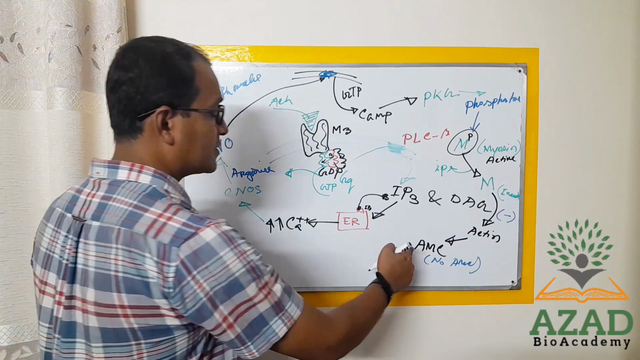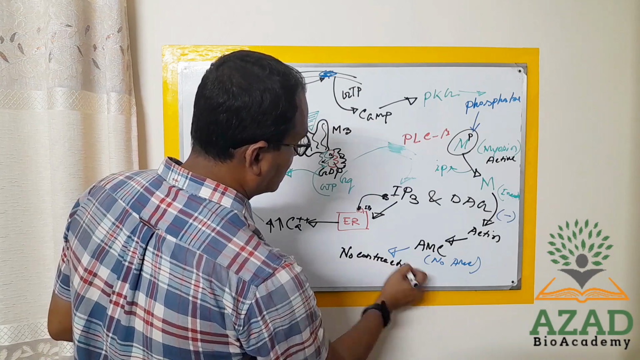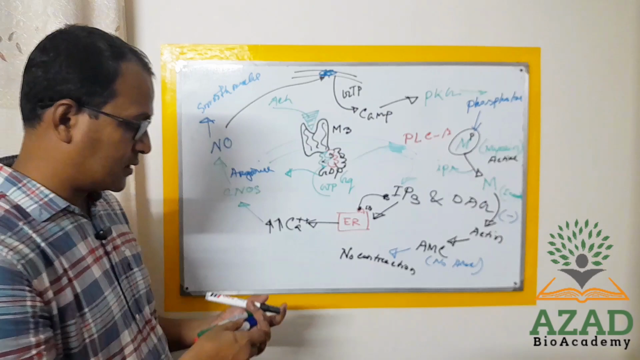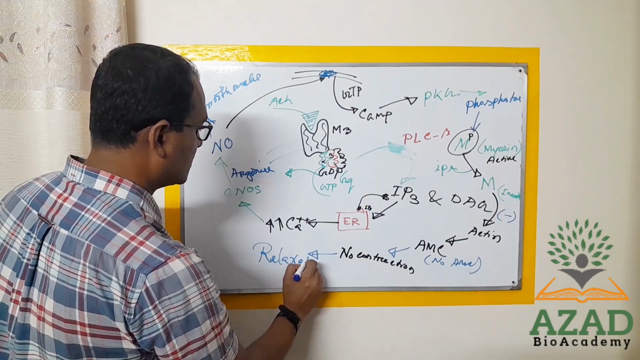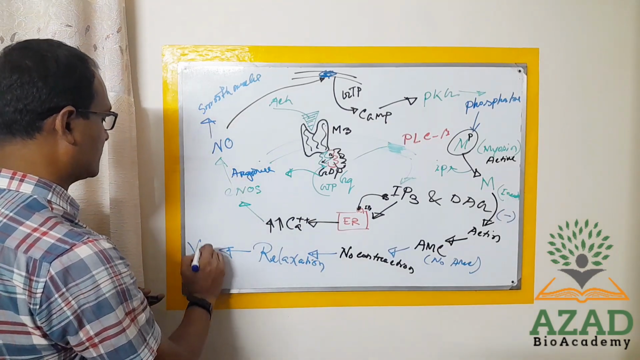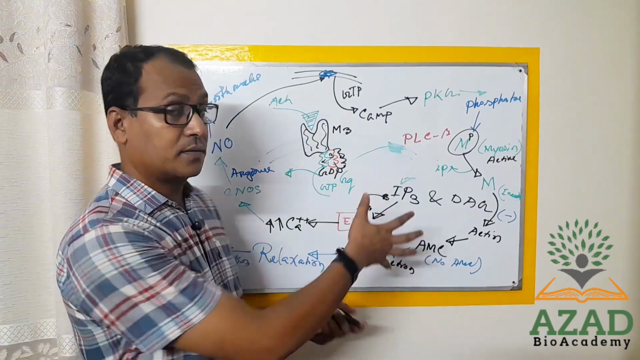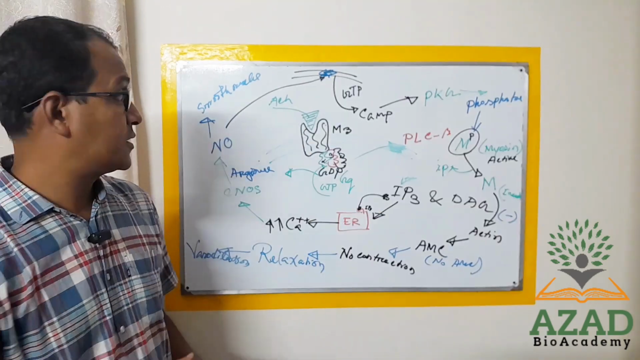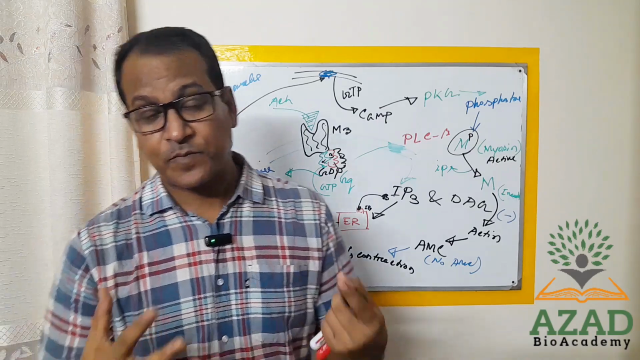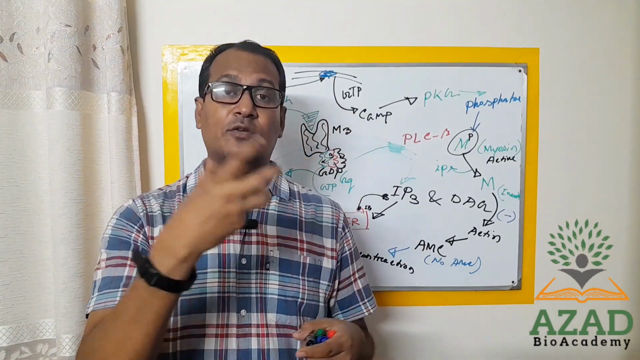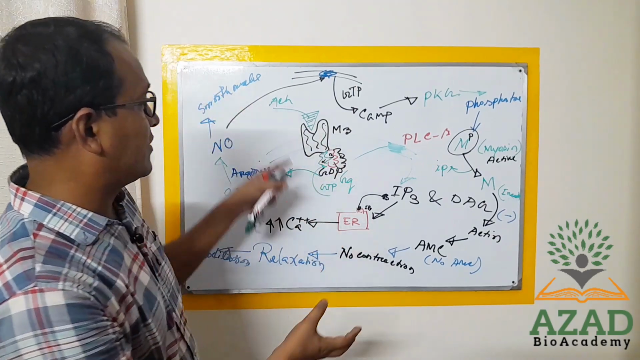No actin-myosin complex means no contraction of the smooth muscle, that is the blood vessel. So finally, no contraction means relaxation, that means vasodilation. Okay, so this is the pathway of vasodilation by acetylcholine. This is the parasympathetic pathway. You know, in the parasympathetic pathway vasodilation occurs, and in the sympathetic pathway vasoconstriction occurs by adrenaline, noradrenaline. But here it is the parasympathetic pathway, acetylcholine.